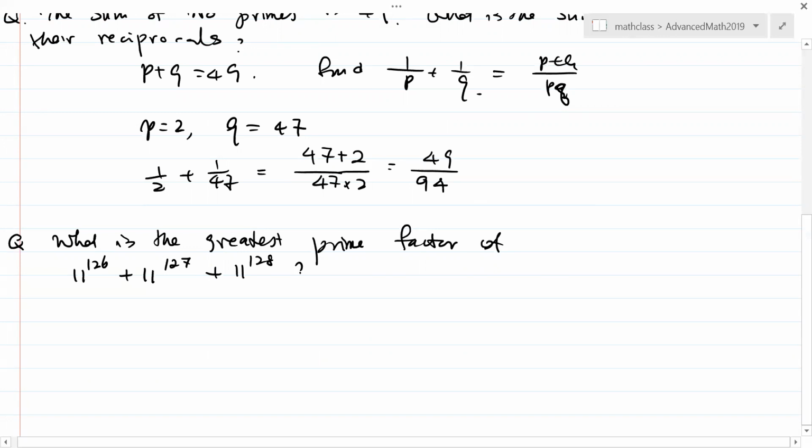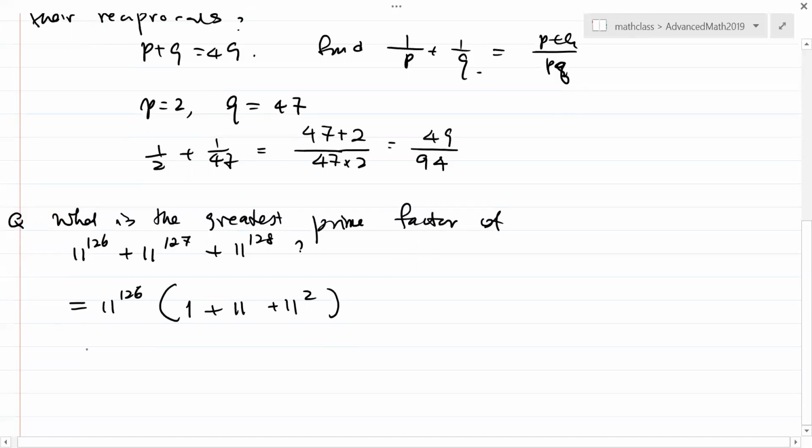Well, the first step is to get a common factor, right? The common factor is 11 to the 126. So this is going to be 11 to the 126 times: the first term is 1, the second one is 11, the third one is 11 squared. So 1 plus 11 plus 11 squared, that's a small number. Adding them together, 121 plus 11 is 132, then plus 1 is 133.